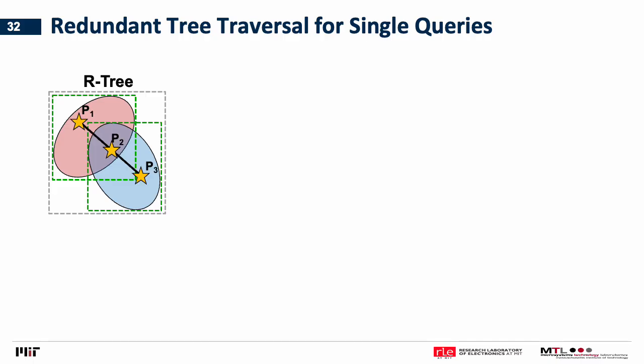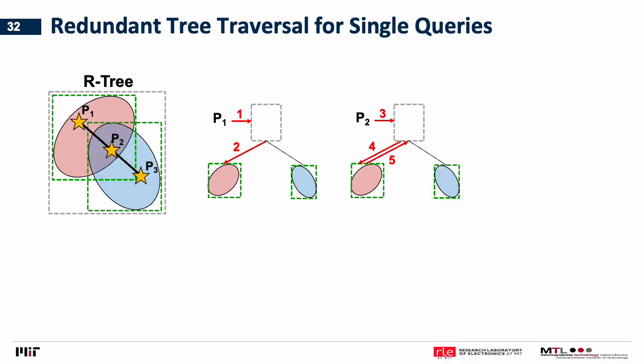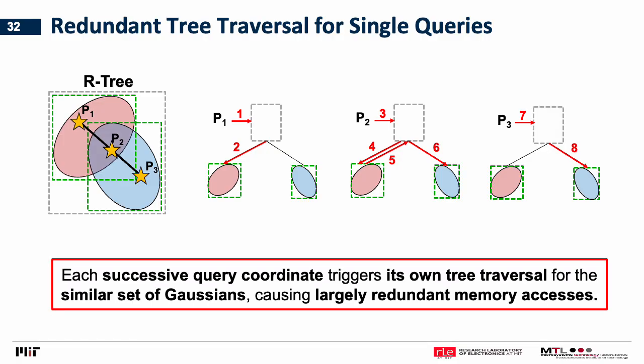If we were to traverse this tree for the 3 star coordinates around the trajectory, the total path length of the 3 traversals, shown in red, sums up to 8. Since the same set of red and blue Gaussians are retrieved multiple times across the 3 coordinates, we have a lot of redundant memory accesses.